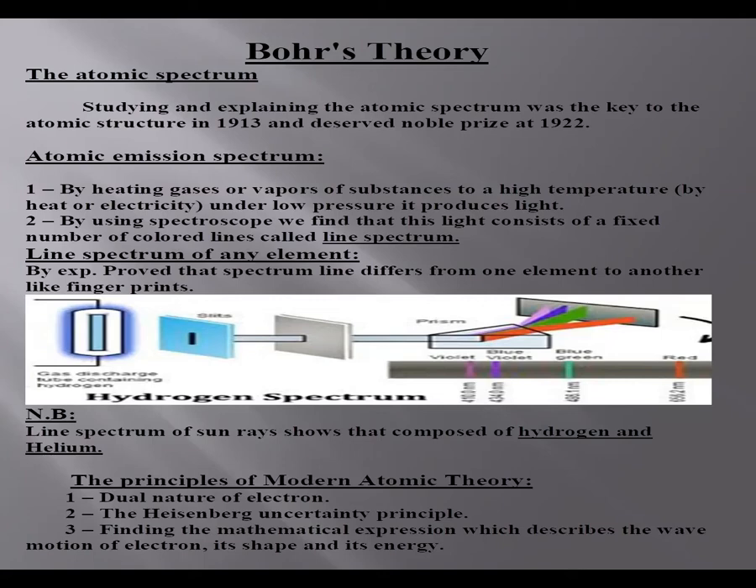But because of the disadvantages of Bohr's theory, new scientists put forward principles to solve these disadvantages, which is the modern atomic theory. The modern atomic theory has 3 principles. Number 1, the dual nature of the electron. Number 2, the Heisenberg uncertainty principle. Number 3, finding the mathematical expression which describes the wave motion of the electron, its shape and its energy.